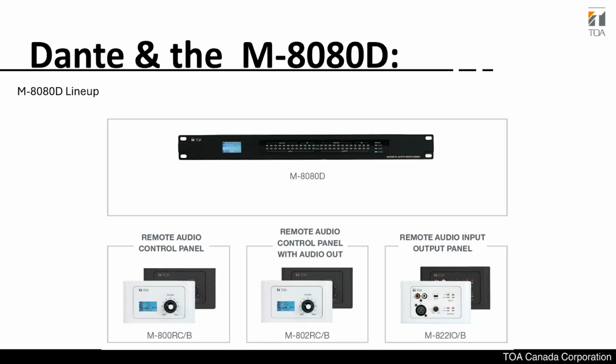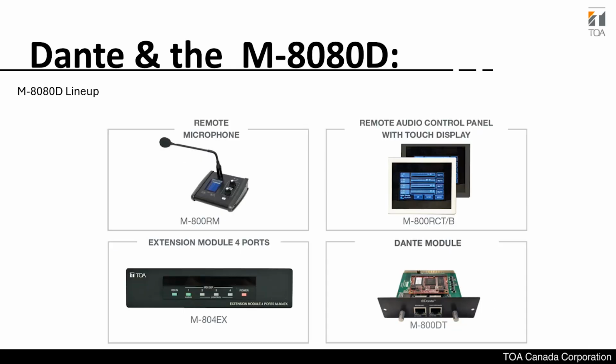And then we have the MA22 IO, which is an input and output module, and gives one RCA input, and also has an XLR input with phantom power. So even if we have a condenser microphone, we can directly connect to it. Also on the back side, it has the audio out. Then there is a remote microphone, the M800RM. The M800RM microphone we can use up to 12 zones when we are using only the M8080D. But when we come with the Dante, then we can go up to 64 zones. So we can select up to 64 zones from the single microphone.